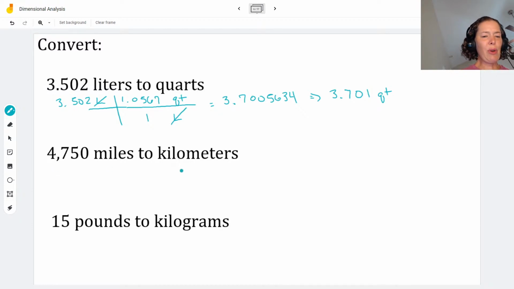Okay, let's keep going. Now we're going miles to kilometers. We've got a lot of miles.